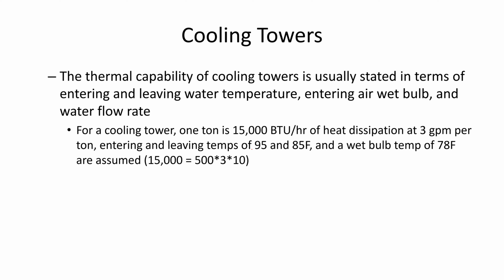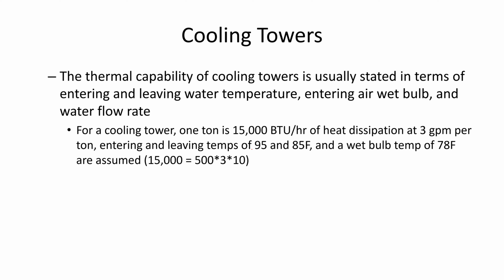One thing to note on cooling towers is that the tonnage on a cooling tower is slightly different. Traditionally we've talked about chillers and all of our other refrigeration units, that 1 ton of cooling is equivalent to 12,000 BTUs per hour of heat absorption. But on a cooling tower, the way that we rate a cooling tower is every 1 ton of capacity on a cooling tower is equivalent to 15,000 BTUs per hour of heat dissipation.